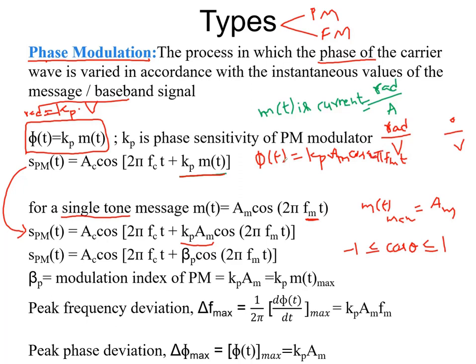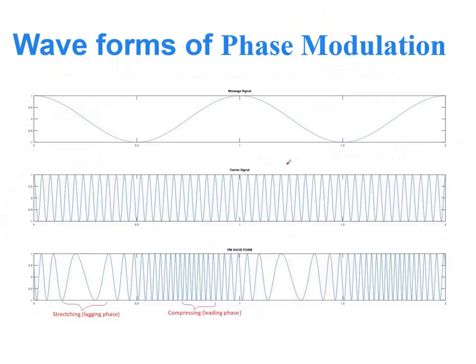Now if you try to do 1 upon 2 pi d phi by dt, I am using your phi t, which is this value, that is kp times m of t. M of t means Am cos 2 pi fm into t. Now how can you arrive at d phi by dt here, students?